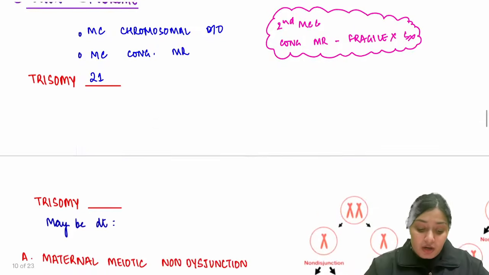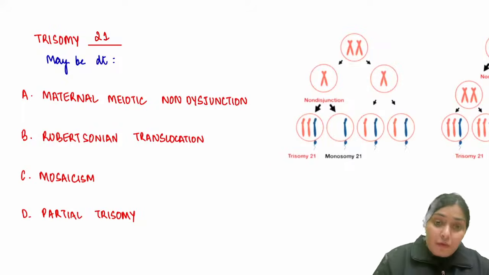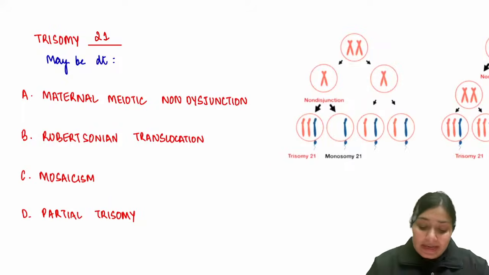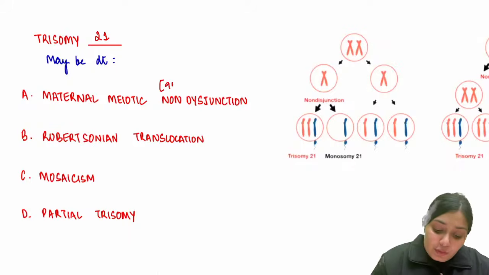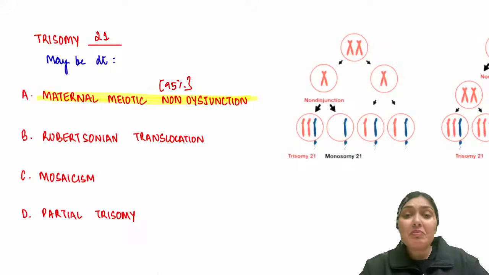This extra chromosome could be due to a variety of reasons. First, the most common reason, in 95% of the cases, this is going to happen. What is this? Maternal meiotic non-disjunction. What do I mean by that?